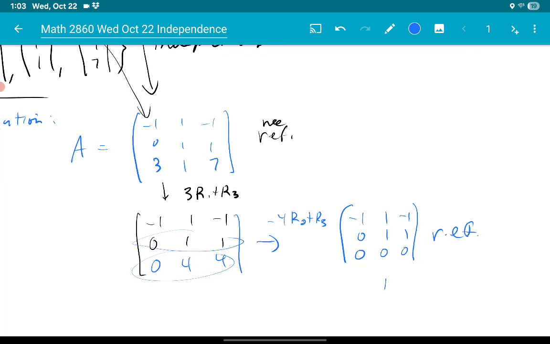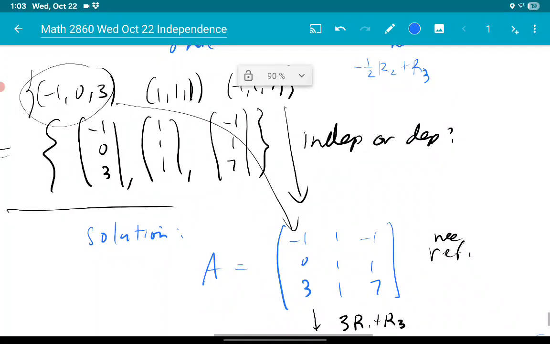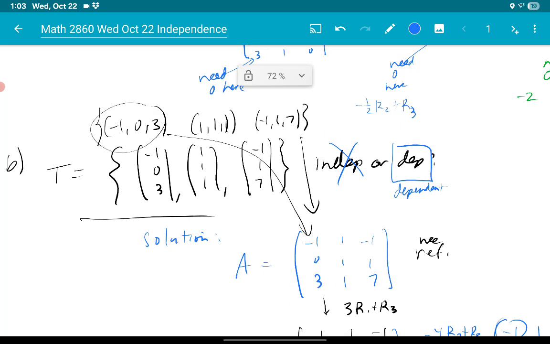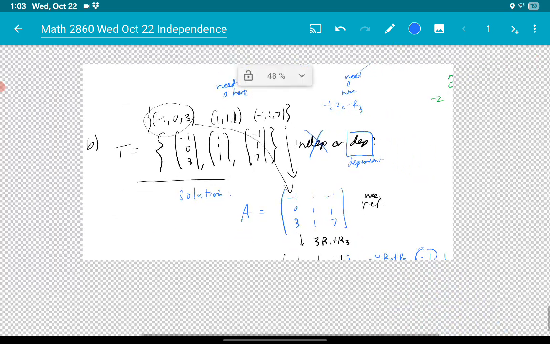Now it's in row echelon form. How many pivots? Just 2. The last row doesn't have a pivot because it's all 0, so there's 2 pivots. Okay, but there's 3 columns. There's 3 vectors and only 2 pivots. So because it's only 2 pivots, this set would be dependent. Okay, so that's the quick and easy way to tell if a set is independent or dependent.